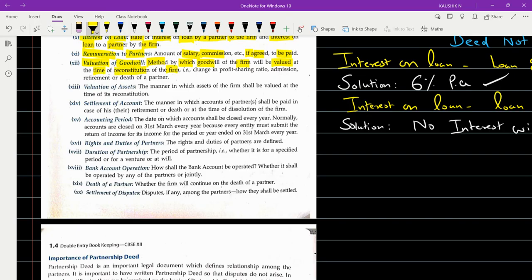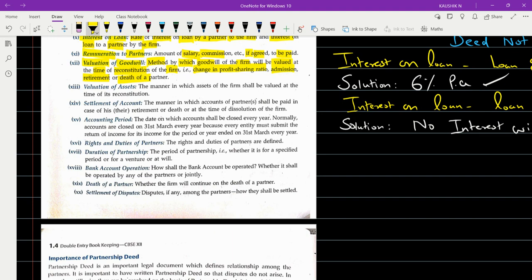The word reconstitution is nothing but a change in the profit sharing ratio, admission, retirement, and death of a partner. So you have seen that we have various chapters like change in profit sharing ratio, admission of a partner, retirement of a partner, death of a partner, all those things. In all these chapters, how is this particular goodwill going to be calculated? At the time of admission of a partner, how will it be calculated? At the time of retirement, how will it be calculated? At the time of death, how will it be calculated? Or normally when a change happens among the partners, how will it be calculated? That should be mentioned very well in your partnership deed. Is it clear to you?